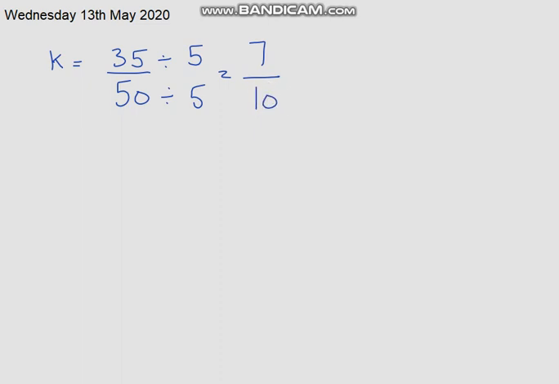7 and 10 we cannot divide further because 7 is a prime number. A prime number has only two factors, one and the number itself. Therefore 7 divided by 10 is the simplest form of 35 divided by 50.